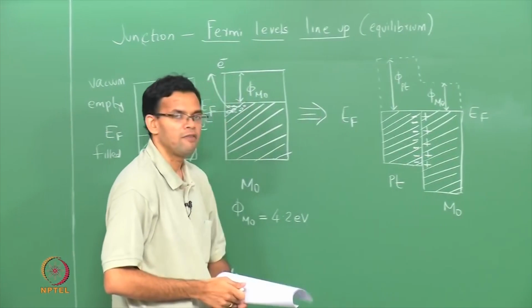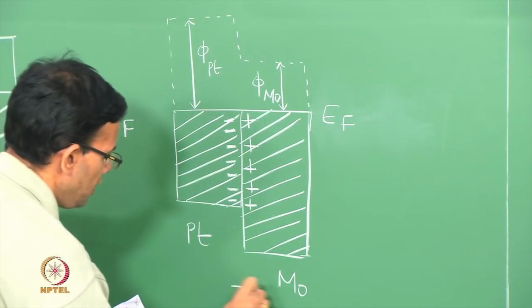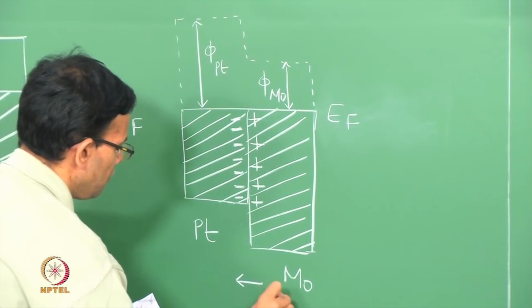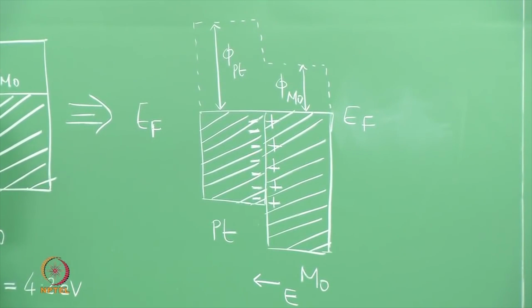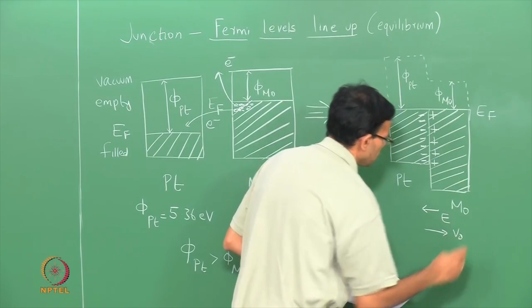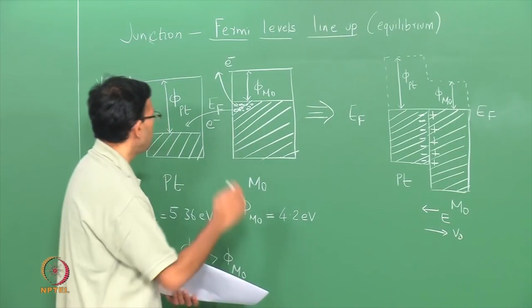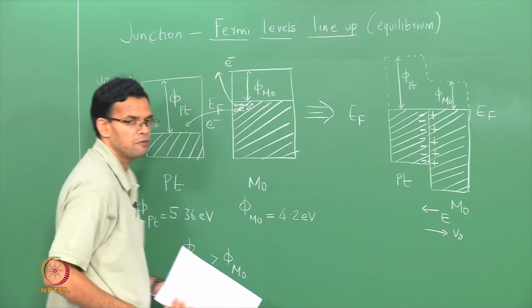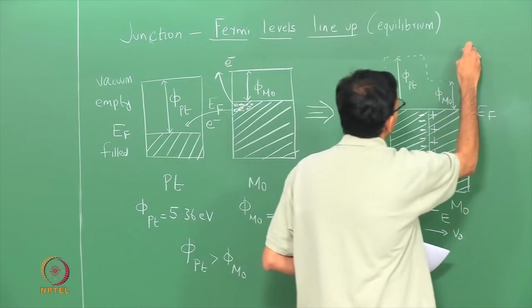So, because you have this positive charge and negative charge, there is an electric field E. The field goes from positive to negative, and there is a contact potential. And potential goes from negative to positive. This contact potential V naught is equal to the difference between the work functions.